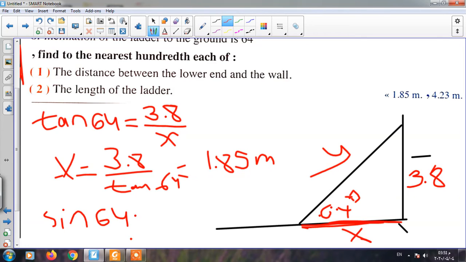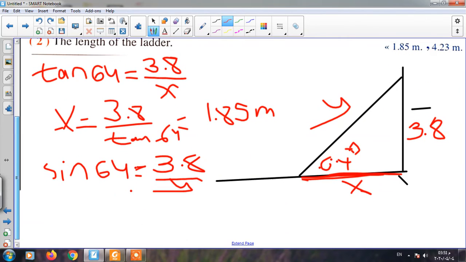Sine 64 is going to be 3.8 over y. The same way, you find that y is 3.8 divided by sine 64, which is going to be 4.23 meters. So y will be 4.23 meters.